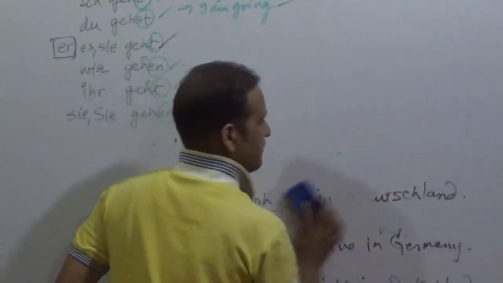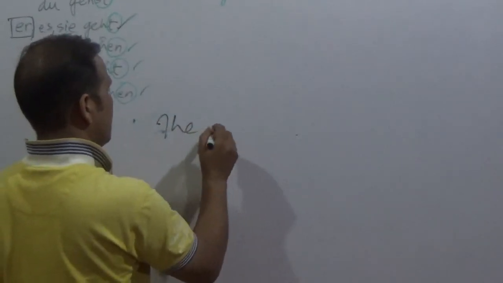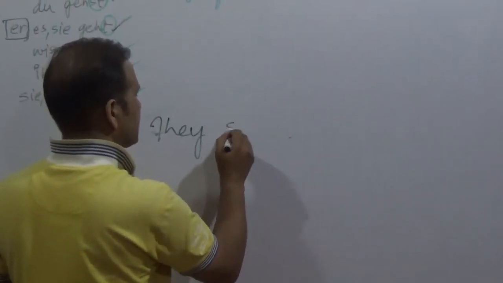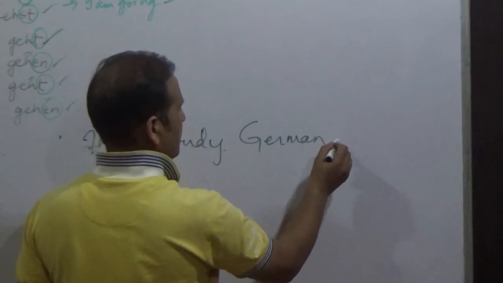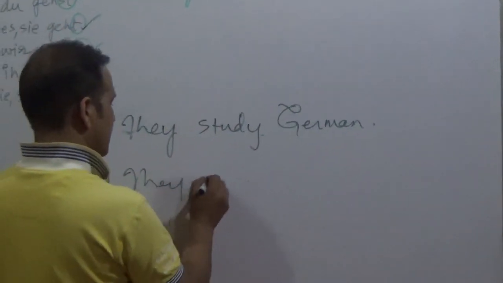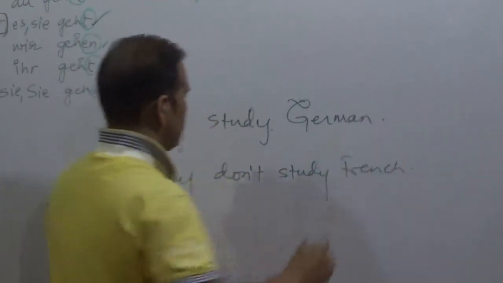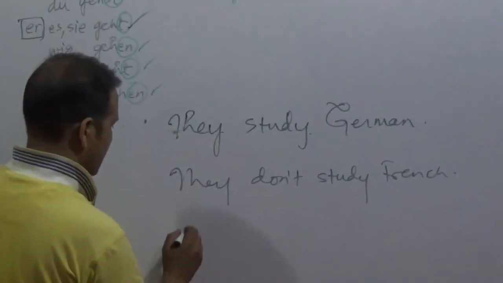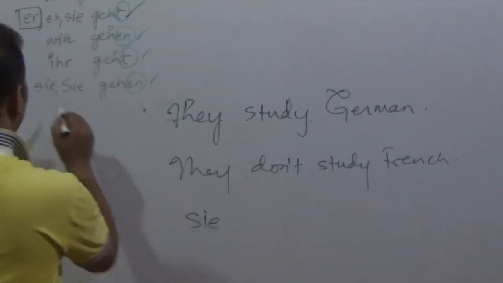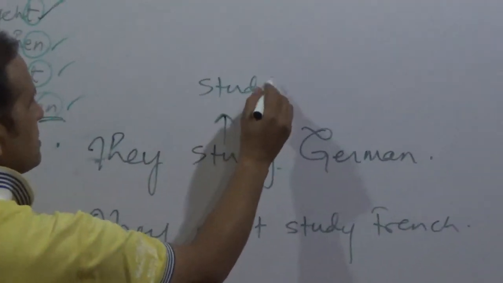Okay, like you want to say, they study German. They don't study French. They study German. They don't study French. Okay. So what is they? Sie. And with sie, en remains en. The verb for study is what? Studieren.